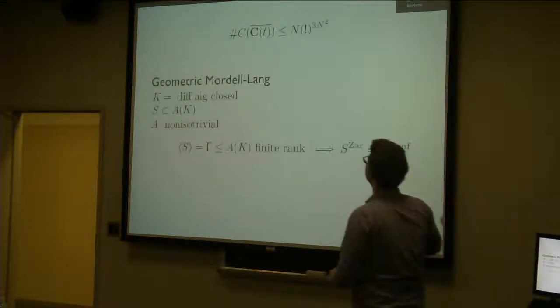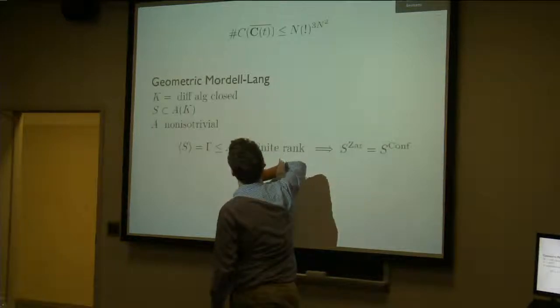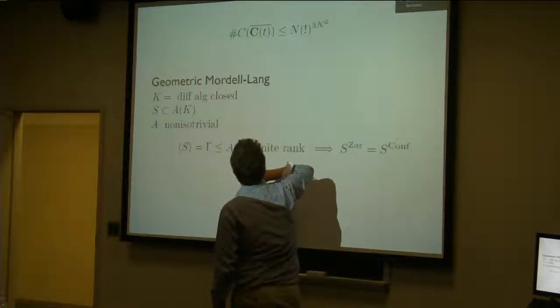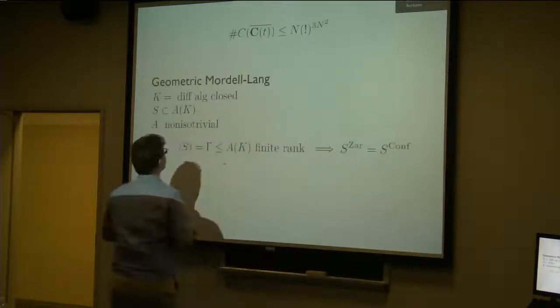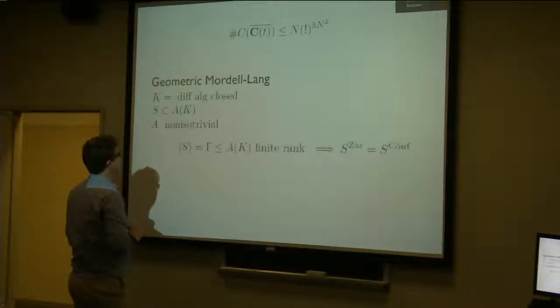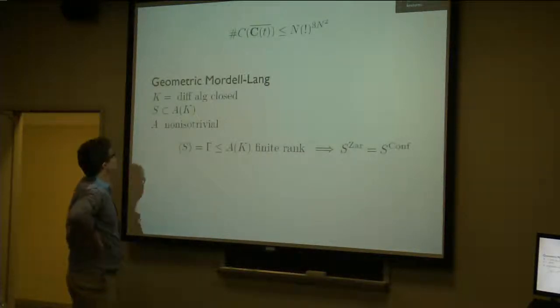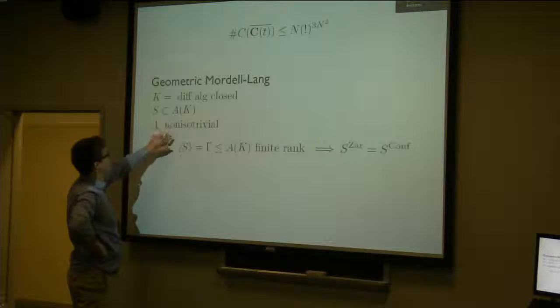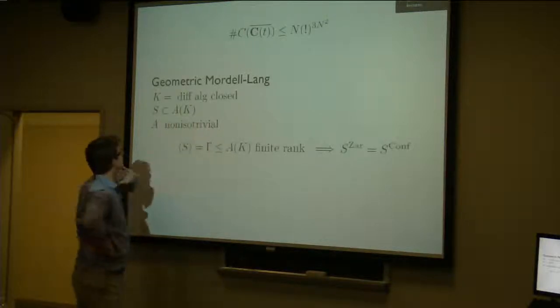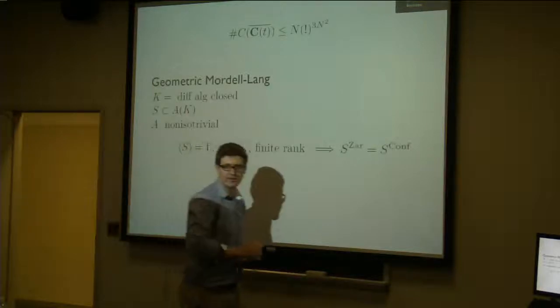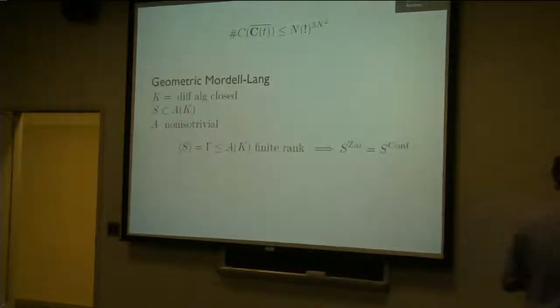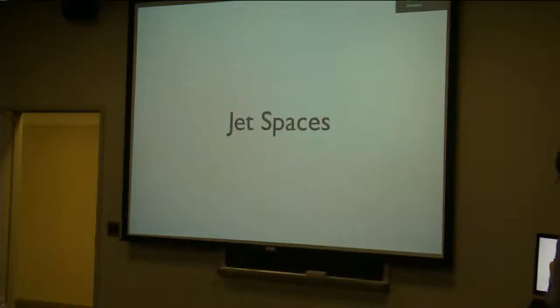Okay, so this thing is supposed to be the C of t points, not the C of t bar points. So I'm going to attempt to show this bound here. In this geometric Mordell-Lang, I'm going to do a similar thing where I take K to be a differentially algebraically closed field. I'm going to take S to be a subset of A(K), and I'm going to assume that A, let's say, has trace 0, so it's not isotrivial. Let's just say it has trace 0 for the constants of the derivation. Then I'm going to do the exact same statement here, but now in the function field case, and this is what we call the geometric version. This is what I want to prove.